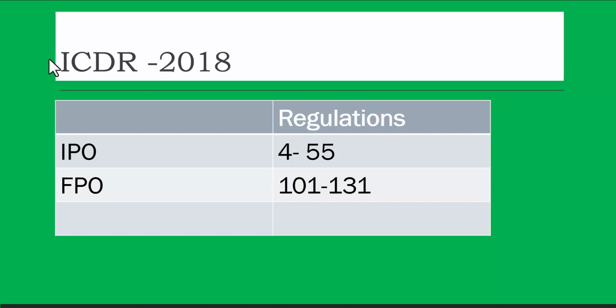So, we're talking about the rules and regulations. The IPO regulations are given under regulation number 4 to 55, and FPO regulations are given 101 to 131. What I'm covering in the classes are all IPO regulations. Almost the same regulations are applicable for FPO, but they are not that elaborate. IPO is for the first time the company comes, and FPO is when the company comes for the second time, so some provisions are dropped there. You can just check that. I am only covering IPO regulations.